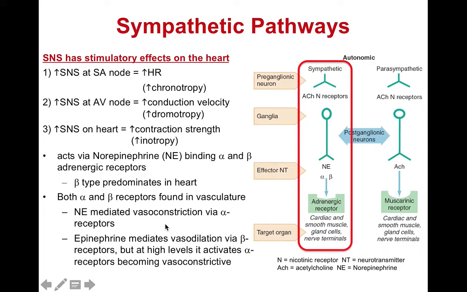Both alpha and beta receptors are found in the vasculature, so in the blood vessels. Norepinephrine-mediated vasoconstriction occurs via alpha receptors. Epinephrine mediates vasodilation via beta receptors, but at high levels it can activate the alpha receptors, becoming vasoconstrictive.